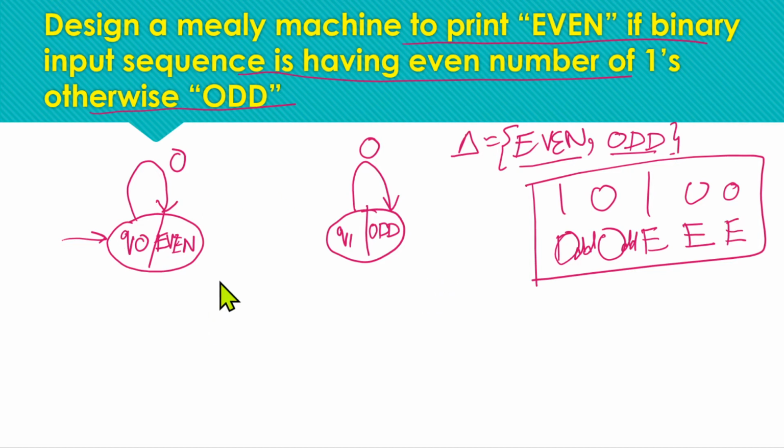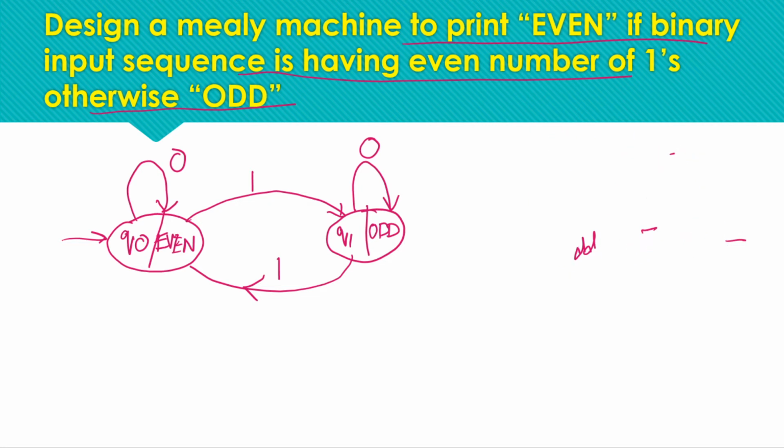Next, if we are at Q0 and we receive a single one, then the number of ones turns from even to odd, and if we get a 1 at the odd state, the number of ones turns to even. So this is the simple Moore machine for this problem.